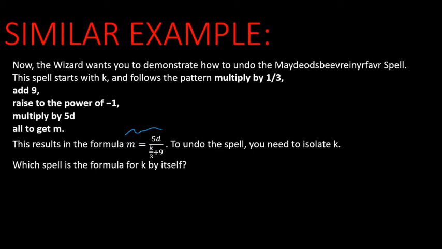All right, since I've got a little less space, I think I'm going to start up here. Notice once again, the spell started with k multiplied by 1/3, or divided by 3. It's the same thing. Added 9, raised to the power of negative 1, multiplied by 5d, all to get m. So I've got m equals 5d over k over 3 plus 9.